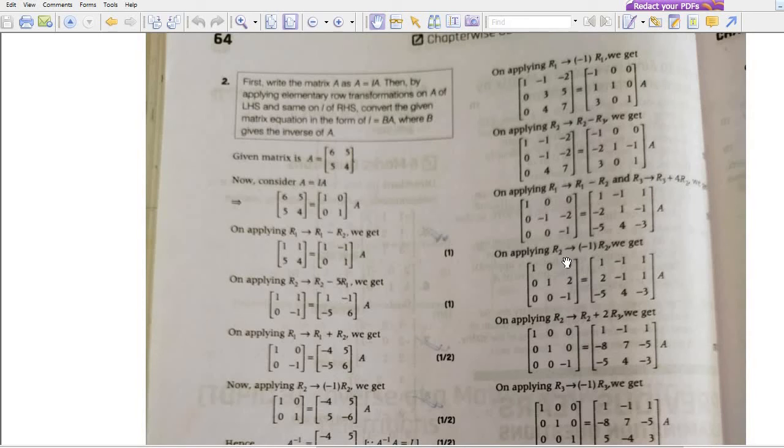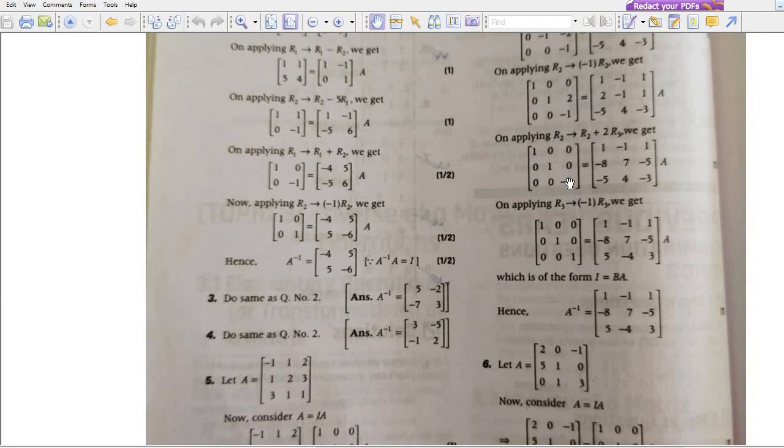Now we multiply row 2 by minus 1. So it becomes 0 into minus 1, 0; minus 1 into minus 1, 1; minus 2 into minus 1, 2. The same operation we have to do here also. Next, row 2 goes to row 2 plus 2 row 3, so then it becomes minus 1, this one. Now what is left? This element we have to make 1. How? We multiply it by minus 1. Then it becomes 1 0 0, 0 1 0, 0 0 1, and we got this matrix.